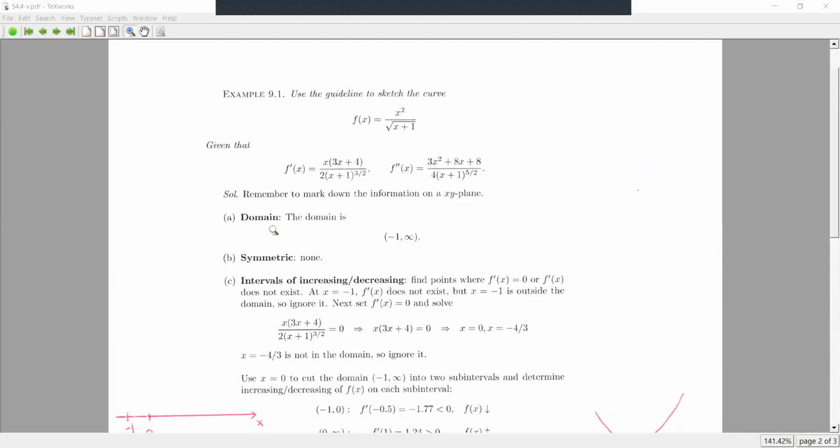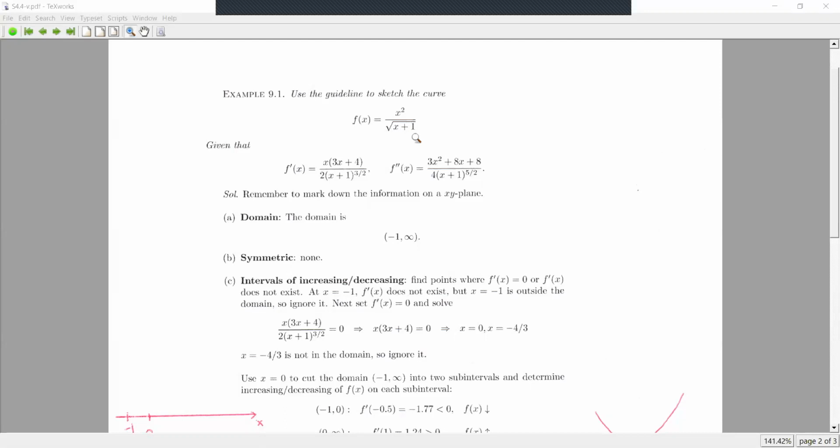The domain of a function is the set of x values where the function is computable. Let me try some numbers. Say, try -2 for x. When I plug in -2 for x, the denominator is the square root of -2 plus 1, which is not computable. So -2 is not in the domain.